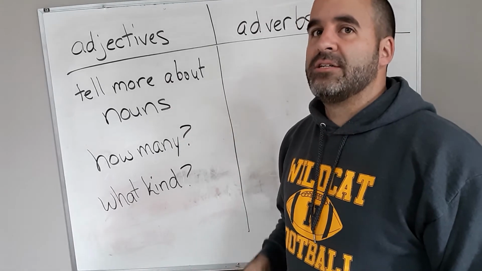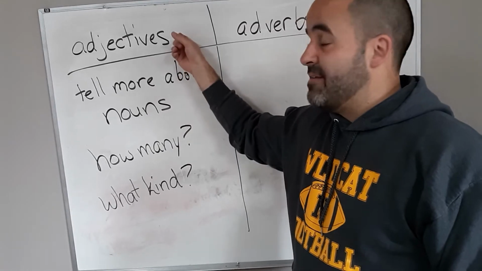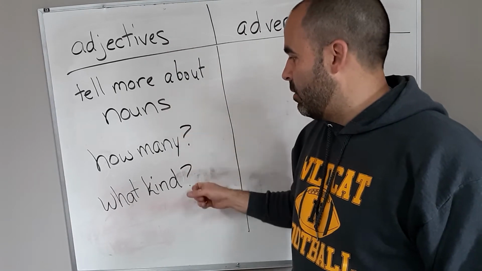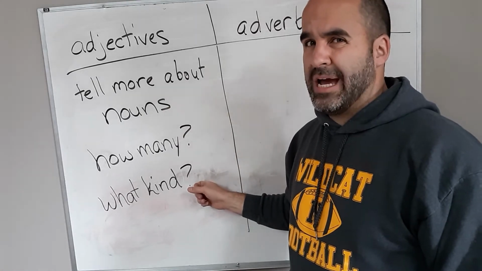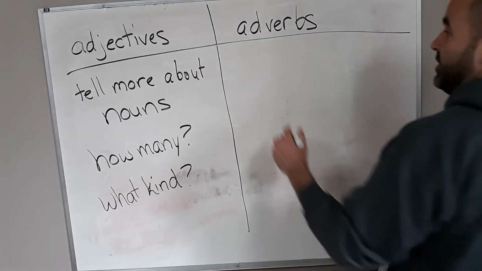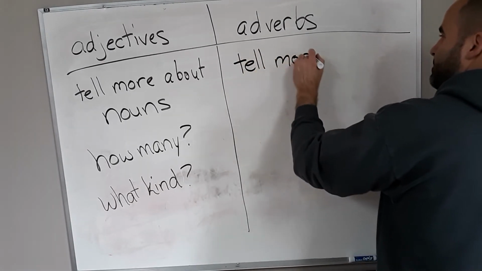So whenever it says circle the adjectives in the sentence, you're going to want to look for the noun and then find the adjective, that word that tells you how many of that noun or what kind of noun, okay? So that's adjectives. Adverbs, on the other hand, tell more about verbs.